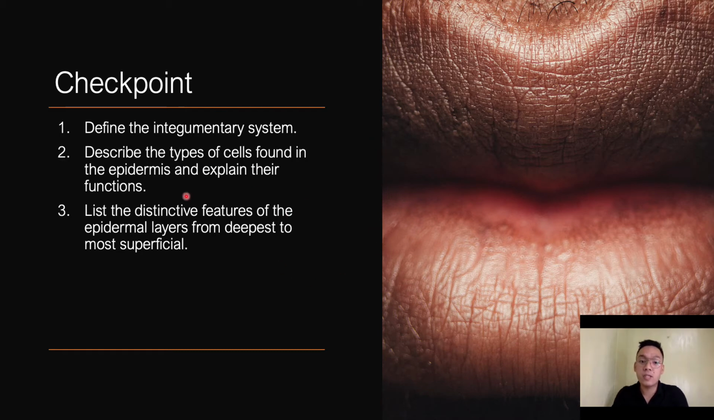Before we move ahead with the next subsection, we have this checkpoint to answer. First, define the integumentary system, describe the types of cells found in the epidermis and explain their functions. List the distinctive features of the epidermal layers from the deepest to the most superficial.